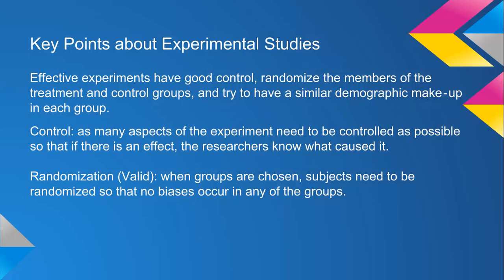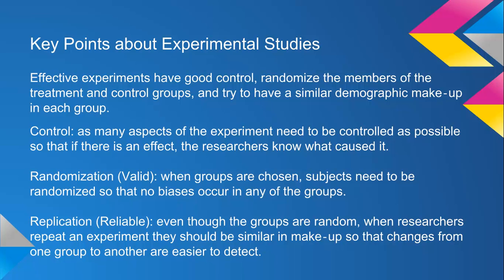To have a valid study where it represents the population, we have to make sure that when groups are chosen, everybody's randomized, so that there's no bias, or bias is limited.